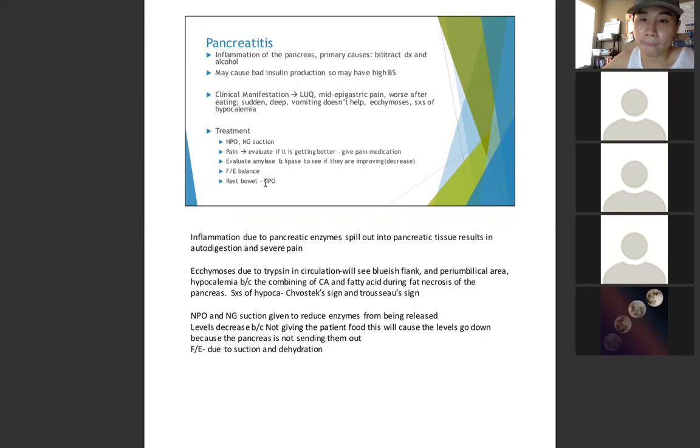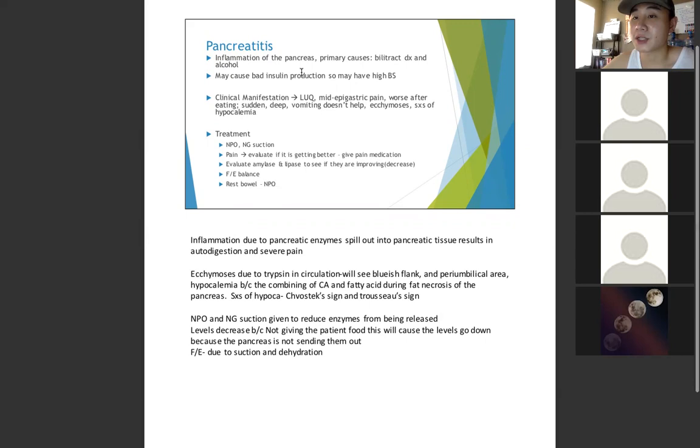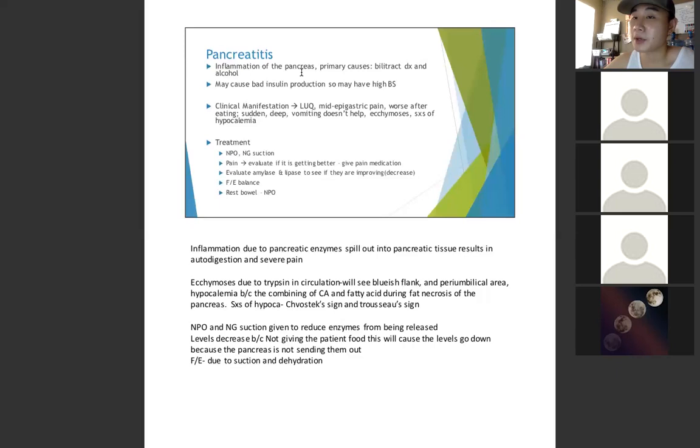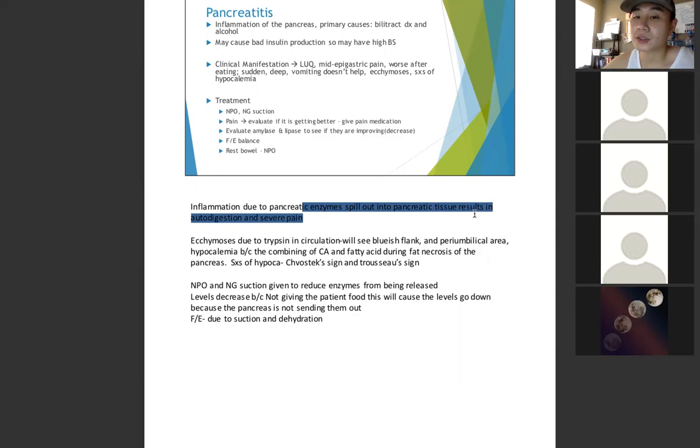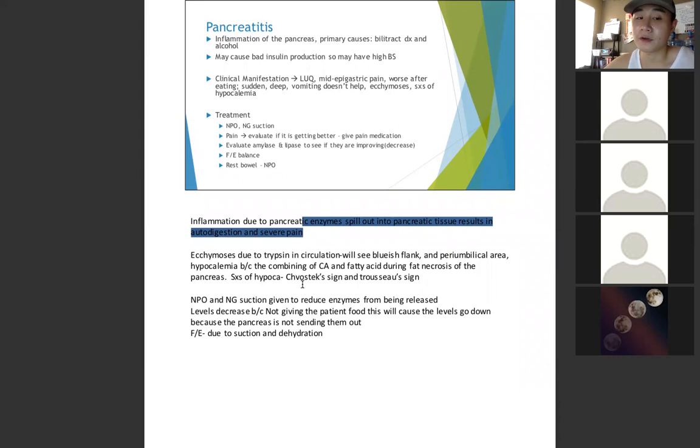Fluid and electrolyte balance, we rest the bowel, we keep an NPO diet. So when we don't give them food, the pancreas doesn't have to produce the enzyme to digest the food. So it doesn't have to work. So NPO, no food, no work for the pancreas, so that we can reduce the inflammation. Inflammation is due to pancreatic enzymes spilling out into the pancreatic tissue, resulting in autodigestion and severe pain. So basically, in the patient who has pancreatitis, there is excessive production of pancreatic enzyme. This enzyme is normally used to digest the food. However, it's hurting the pancreas itself. It's like an autoimmune disease that causes severe pain in the patient.